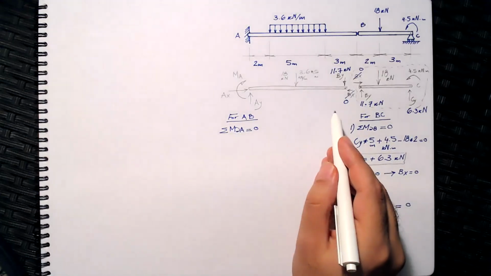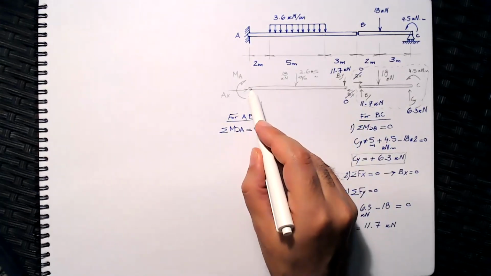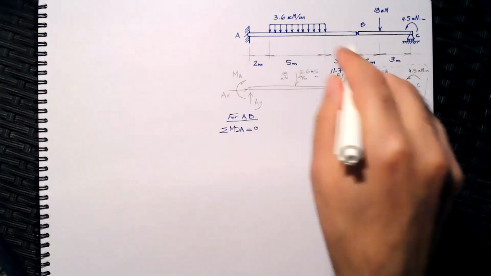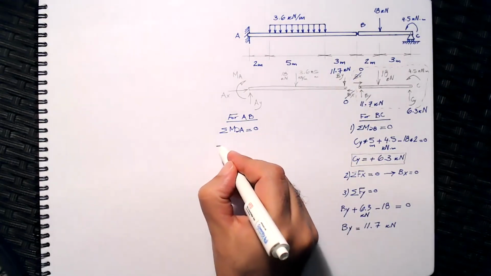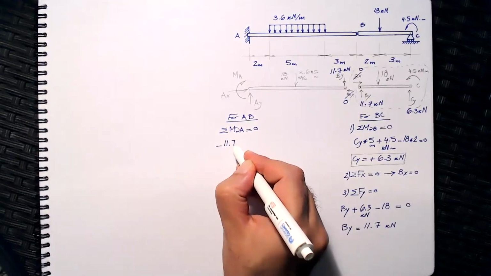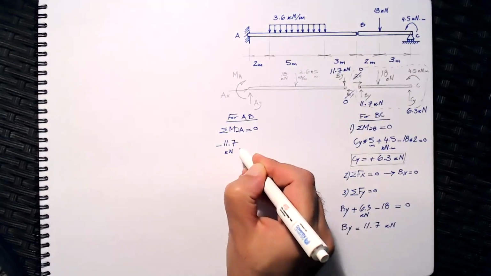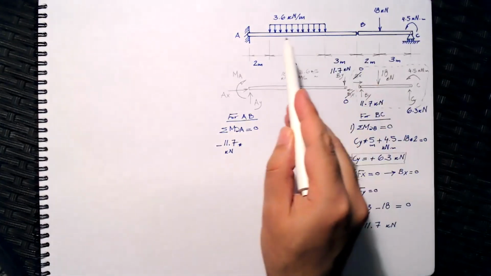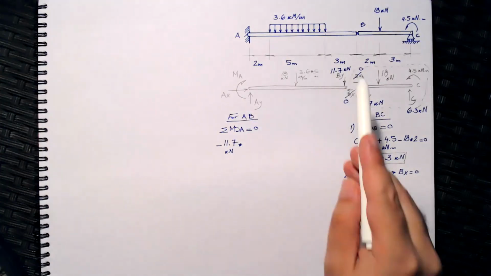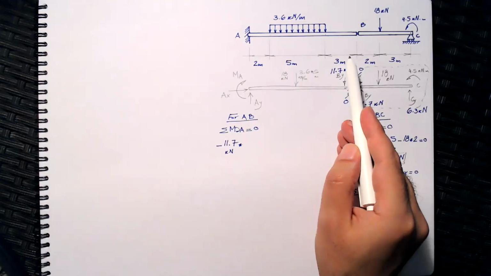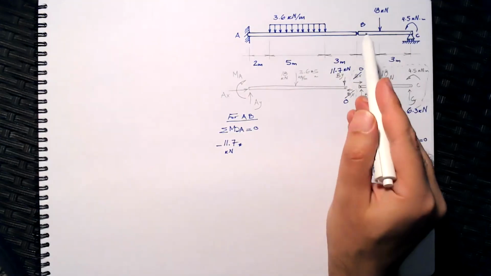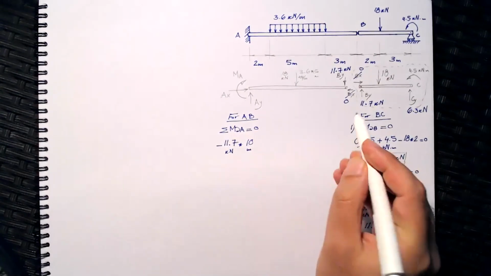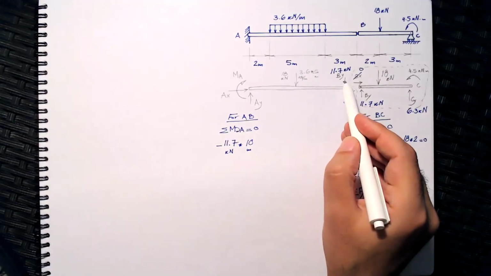So first force causing rotation about A is By, and it's going clockwise. So let's consider clockwise to be negative. So this will be negative 11.7. That's the force in kilonewton. I will have to multiply it by the distance from B to A. And if you just add all these distances, you will realize that the summation of all these distances is 10 meters. That's the first force.